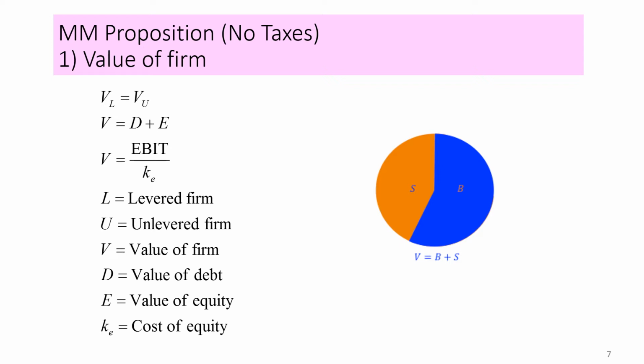Value of firm can also be calculated as earnings before interest and tax divided by cost of equity. What is the meaning behind this formula? Well, this is a perpetuity model whereby we discount the future cash flows assuming zero growth rate. The EBIT represents future cash flow.